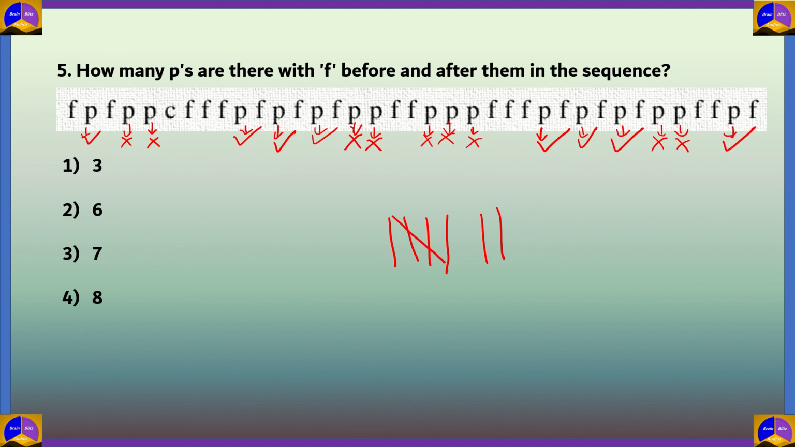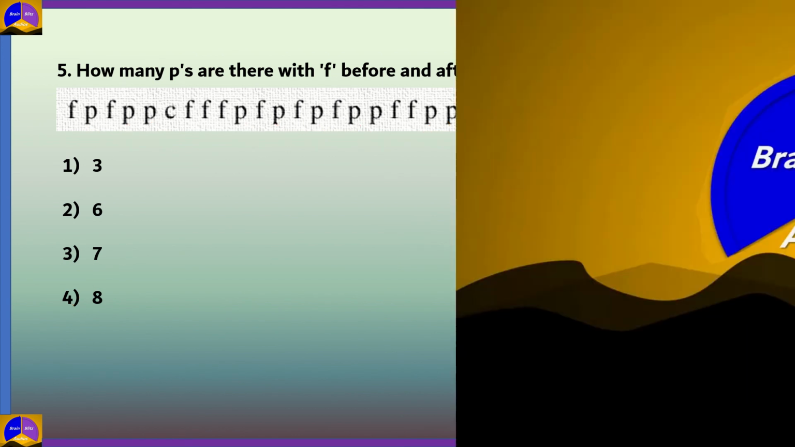Now this last P is also correct because it is between two F's. So if we count them, 1, 2, 3, 4, 5, 6, 7, 8. Now 8 is option 4. So option 4, 8, is the right answer for this question.